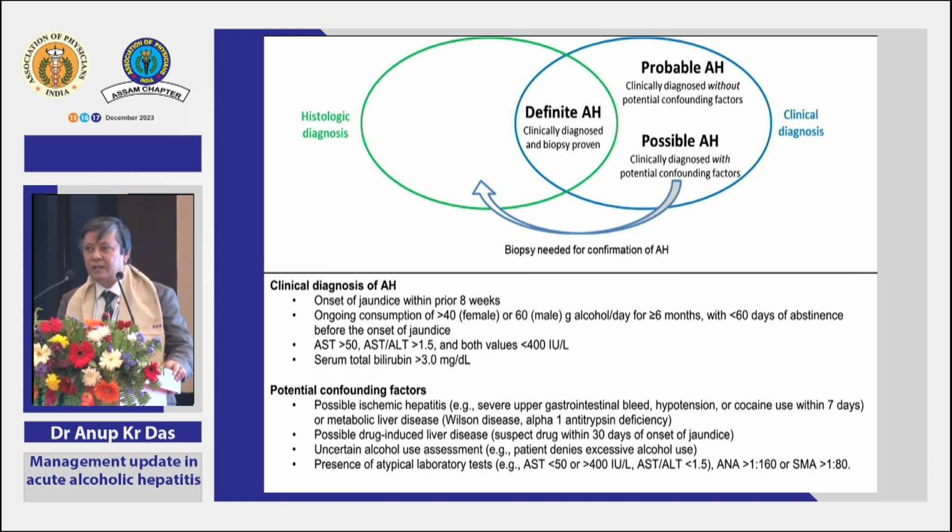within the last 60 months, as I said, and ongoing consumption of alcohol before the onset of jaundice, and AST and ALT level between 50 and 400, and the ratio should not be less than 1.5 or 2, and the serum bilirubin level is usually above 3. Now, that is probable, and possible if both are combined, and definite if you have a liver biopsy.